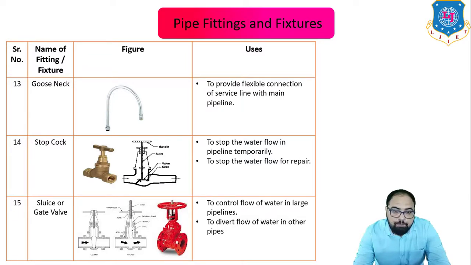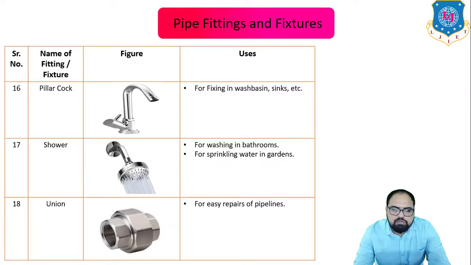The next one is the stopcock. So the stopcock is to stop the flow of water in pipeline temporarily, to stop the water flow for the repair. The next one is the sluice or gate valve. So the gate valve is used to control the flow of water in large pipelines, to divert the flow of water in other pipelines. The 16th one is the pillar cock. So the pillar cock is used for fixing in wash basin, sinks, etc. Next is the shower. Shower is used for washing in bathroom, for sprinkling water in the gardens.